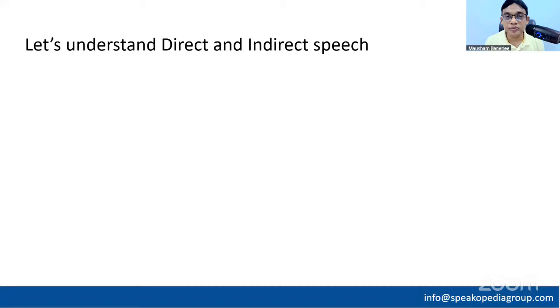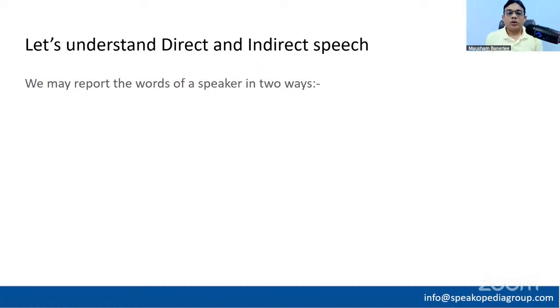Now, let's understand direct and indirect speech. We have heard it so many times. So what exactly is the difference? As you see on the screen, what does it say? We may report the words of a speaker in two ways. Let's understand this through an example. Let's say there are two people, person A and person B. And I'm listening to person A. Person A is speaking with person B. Person A said something to person B. Now I have to explain it to another person, what person A said to B. Now I can say it in two ways.